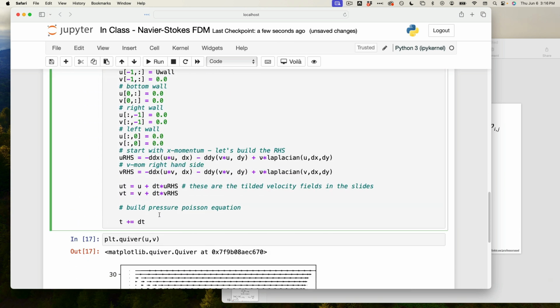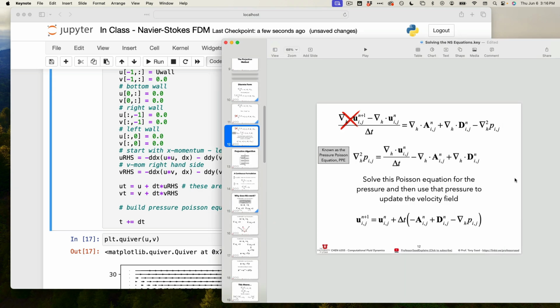All right, so now we start building the pressure Poisson equation according to that formula that I have. Okay, now the best part is I already have all of those ingredients set up for me. So this whole thing over here, A and D, right? Those are the right-hand side components of the x momentum and y momentum.